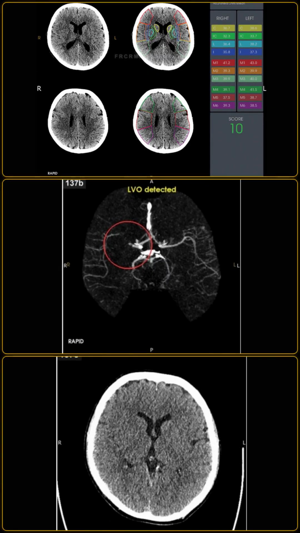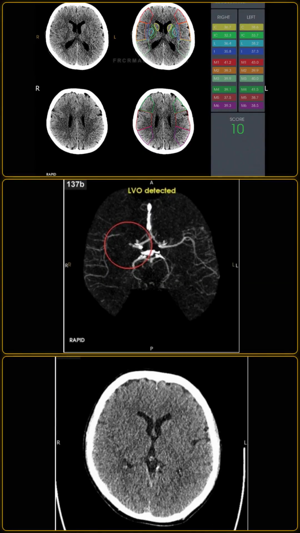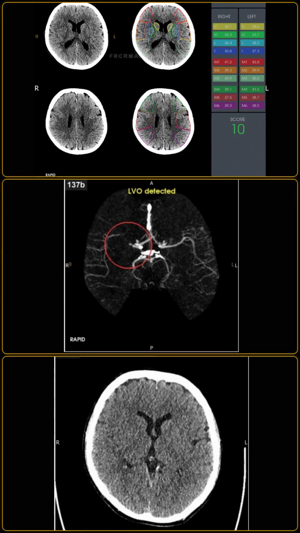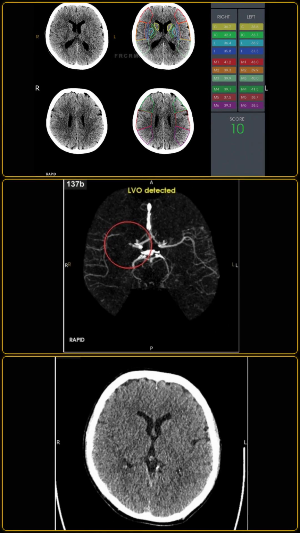As a radiologist, I would immediately call the stroke neurologist to alert them of the M1 occlusion and the normal ASPECT score, activating the thrombectomy pathway.